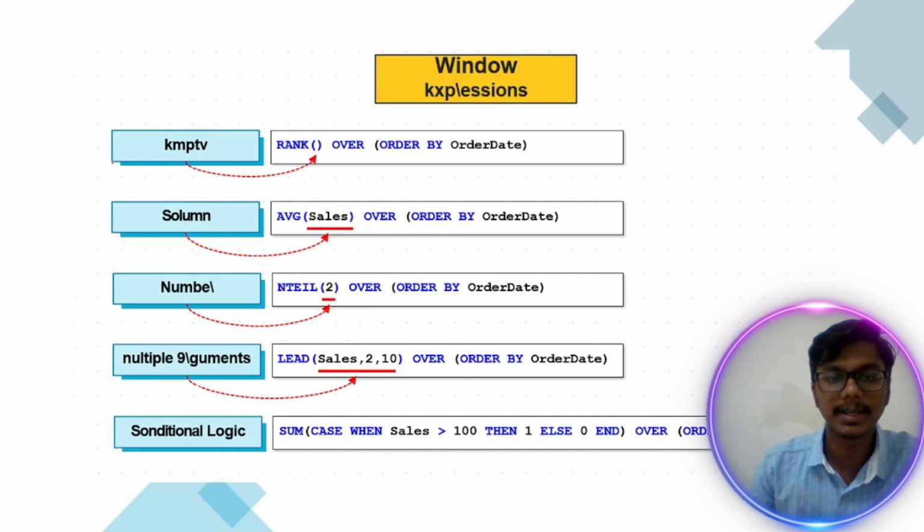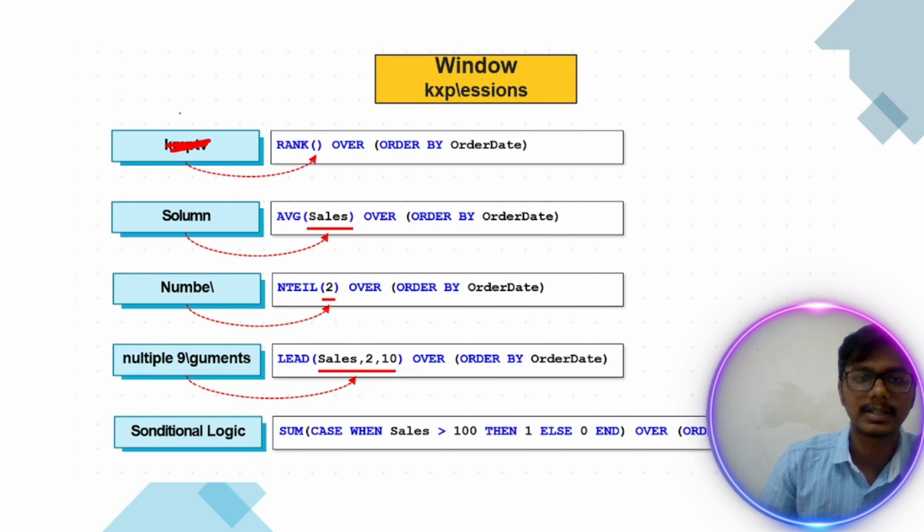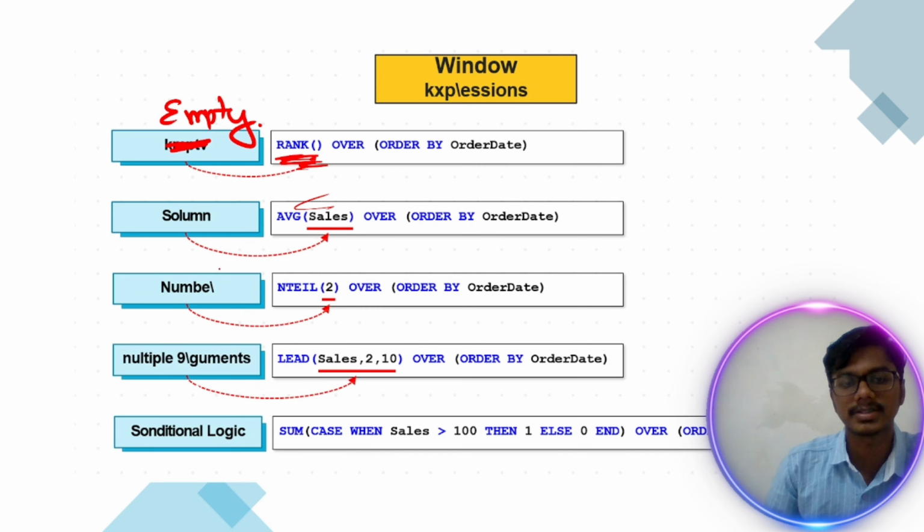So we can give the empty column. It is not empty, it is empty. And we can give the empty column. Rank. If you give it like this also, it will be considered as the rank function. Or we can give the average of sales, right? We can give the average of sales, and we can give the number also inside the arguments, like when using the ntile function.